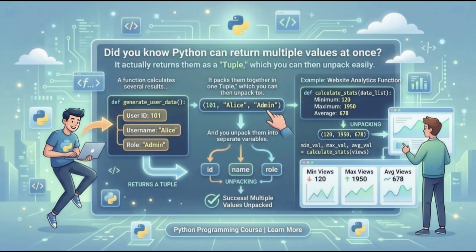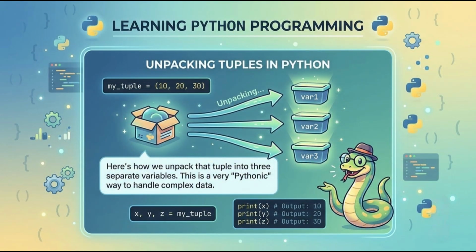Did you know Python can return multiple values at once? It actually returns them as a tuple, which you can then unpack easily. Here's how we unpack that tuple into three separate variables. This is a very Pythonic way to handle complex data.